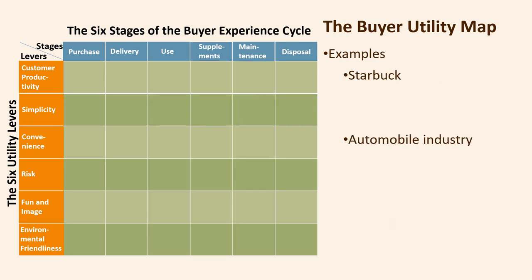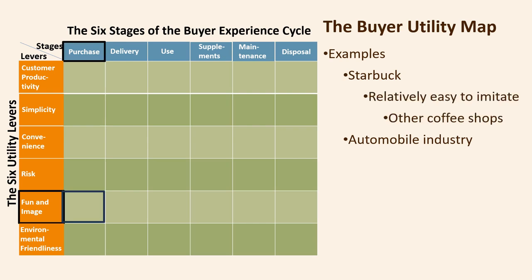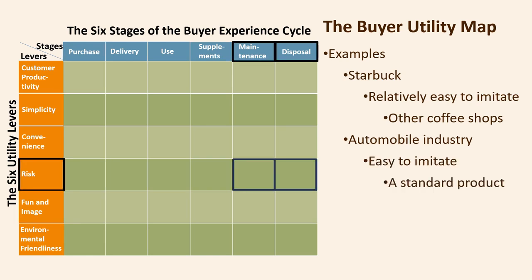We look back at the examples of Starbucks and the automobile industry. It is relatively easy to imitate Starbucks. We are seeing other coffee shops or similar emerging around Starbucks coffee shops. The leasing contract concept in the automobile industry is easy to imitate. Today, it is a standard product everywhere in the industry.